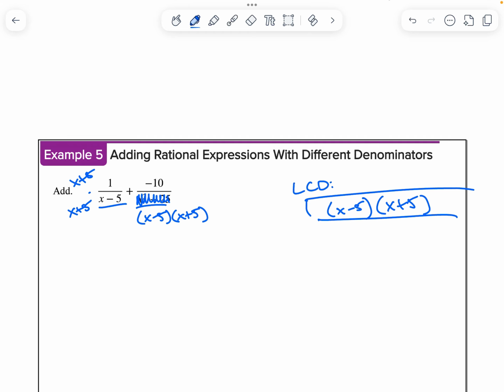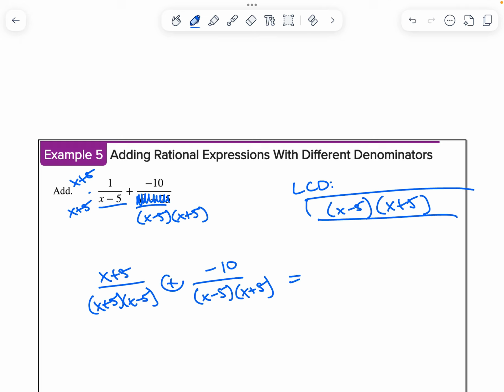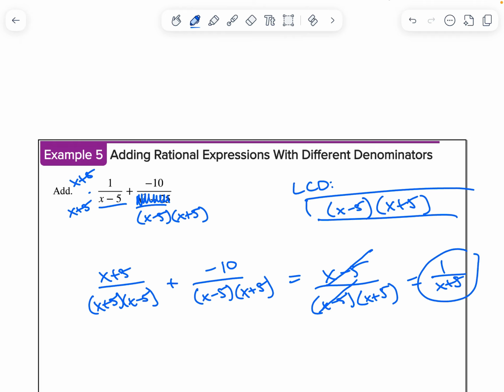That's perfectly fine. So now when I distribute, on the left side I'll have x plus 5 over x plus 5, x minus 5. I don't like to distribute at this point because I don't want to have to factor again. When we get to the next step, we're going to have to factor again to see if anything matches up. So x plus 5 plus negative 10 gives me x minus 5. And remember, step 5 from those steps says if you can simplify, do so. There's an x minus 5 on top and bottom. That leaves you with just a 1 on top. So 1 over x plus 5 is my solution.